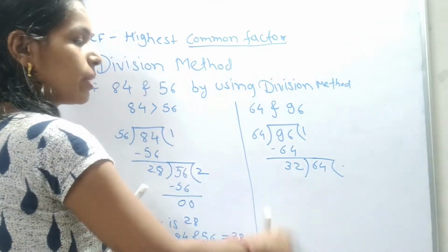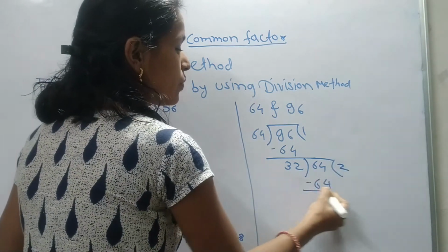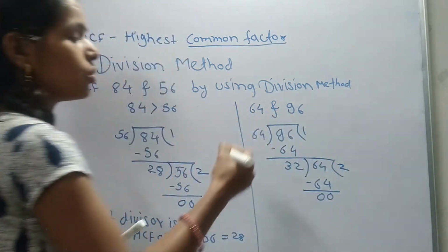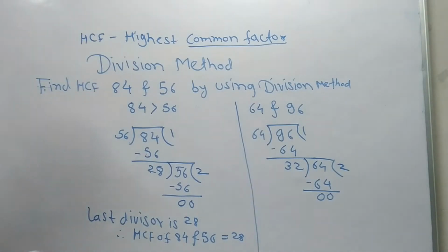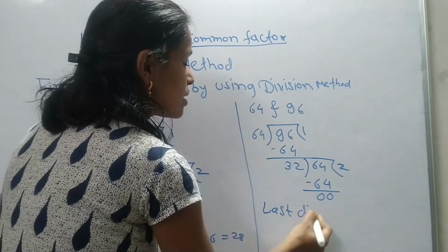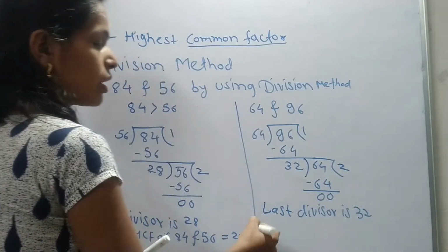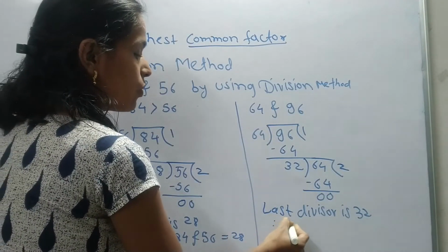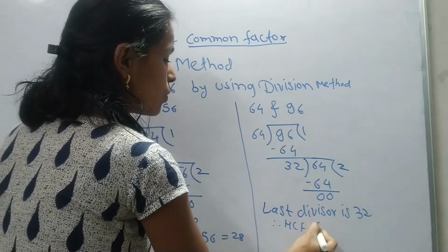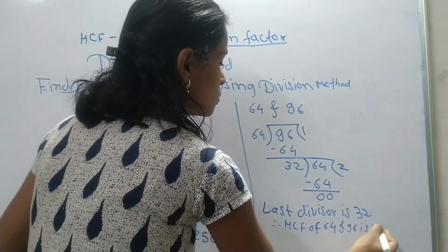उसका जो क्वेश्चन है वो यहाँ पे लिखेंगे. 32 2 जा 64. So 64 minus 64 is 0. We got the remainder at this stage and the divisor of this stage is 32. So last divisor is 32. So therefore HCF of 64 and 96 is 32.